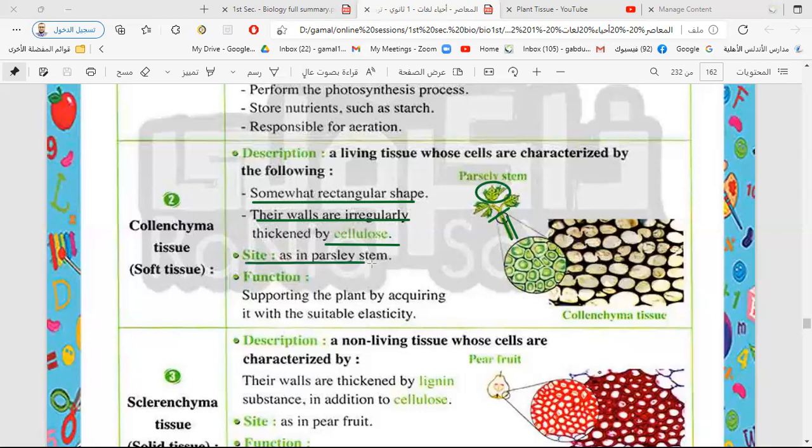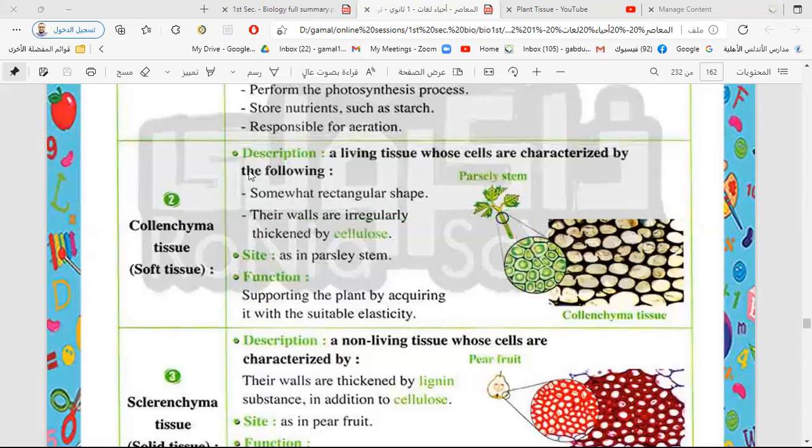Like what? Like the parsley stem. The parsley, نبات البقدونس, has a parenchyma in its stem, and its function is supporting the plant and giving the suitable elasticity for the plant. It is supporting tissue, and it's made of similar tissue. So it is simple tissue, not complex.